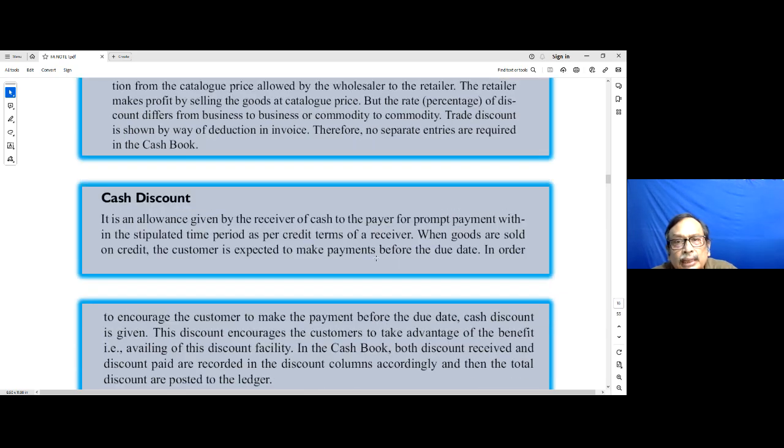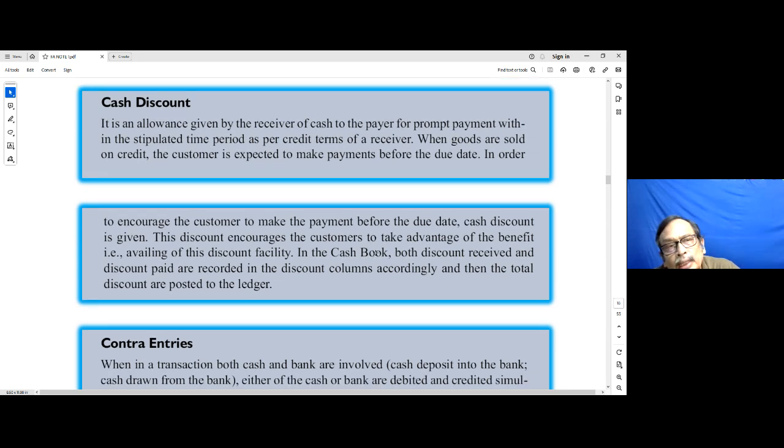Now we are coming to cash discount. It is an allowance given by the receiver of cash to the payer for prompt payment within the stipulated time period as per credit terms of a receiver. When goods are sold on credit, the customer is expected to make payments before the due date. In order to encourage the customer to make the payment before the due date, cash discount is given.